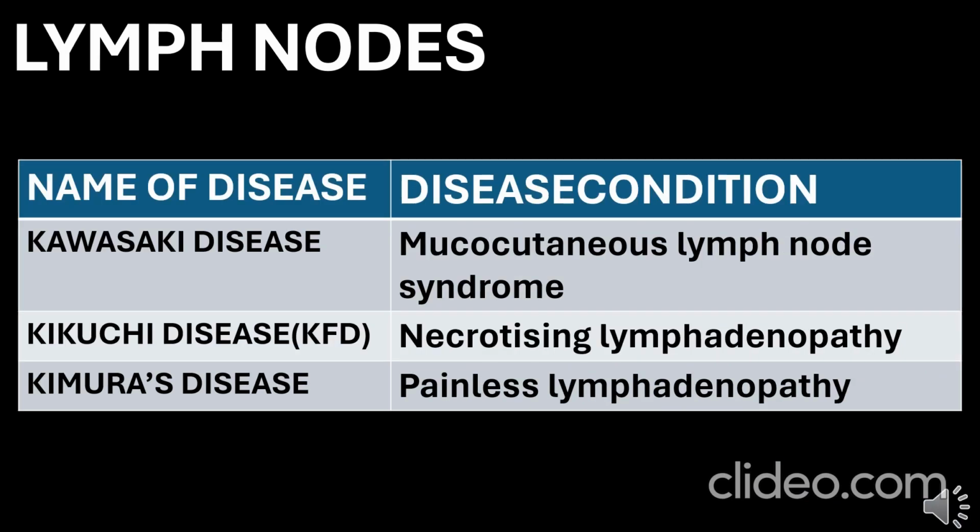Now let us see the lymph node disorders. First one is Kawasaki disease, which is mucocutaneous lymph node syndrome. Then Kikuchi disease or KFD, which is necrotizing lymphadenopathy. Next one is Kimura's disease, which is painless lymphadenopathy.